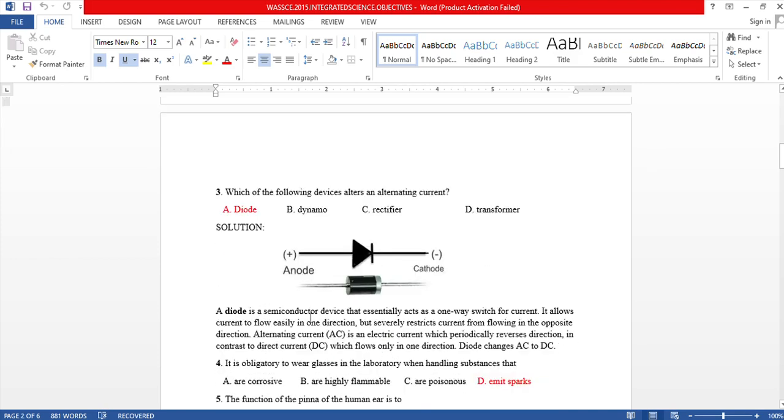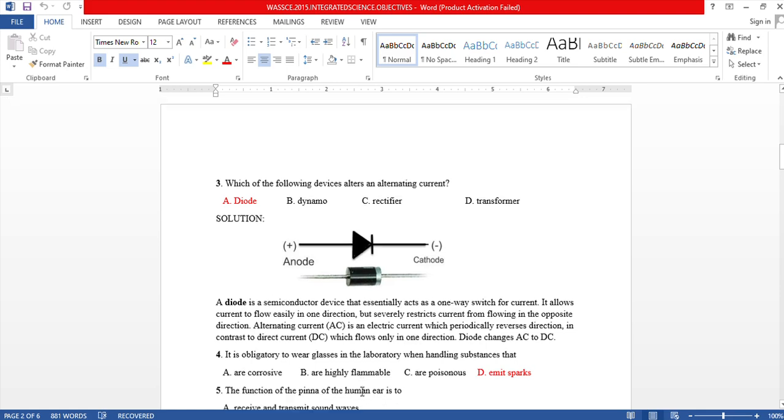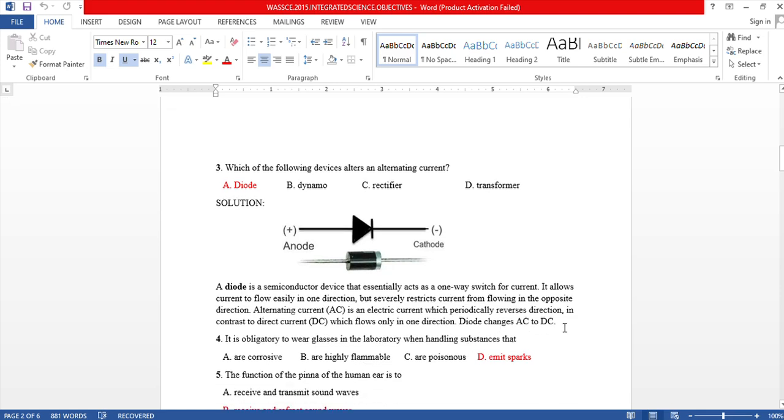So it's a semiconductor device that essentially acts as a one-way switch. So that's the meaning, one-way flow for current. It allows current to flow easily in one direction. That's all about a diode, allowing current to flow in one direction. It severely restricts current from flowing in the opposite direction. So basically, a diode changes AC to DC by making it flow in one direction.